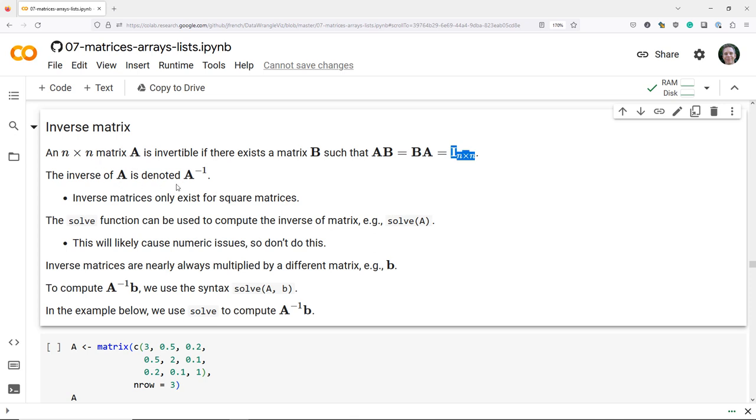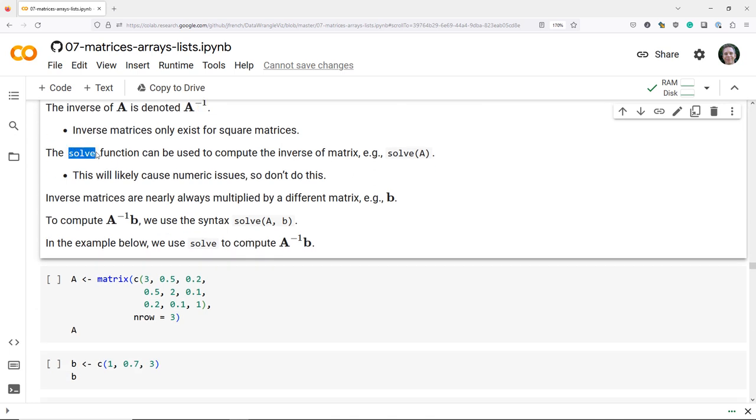And so the inverse of A is actually denoted by A inverse. So where I have this B here, the normal notation that we would use is A inverse because it has that property. Once again, inverse matrices only exist for square matrices. A natural question is, how would we go about computing the inverse of a matrix in R? And that can be computed using the solve function.